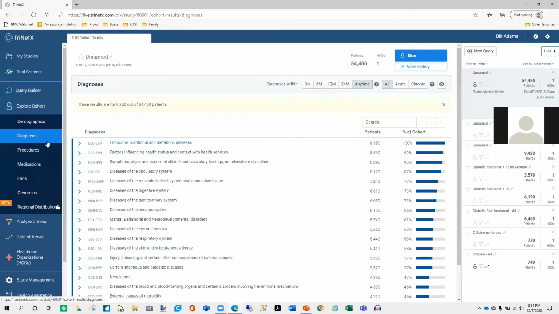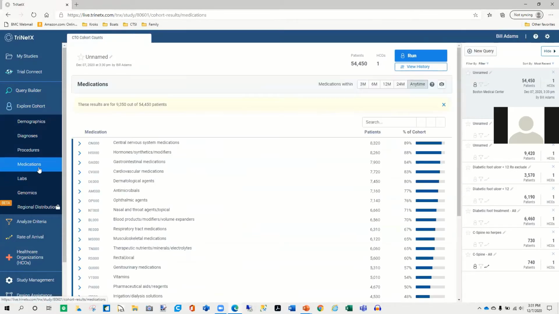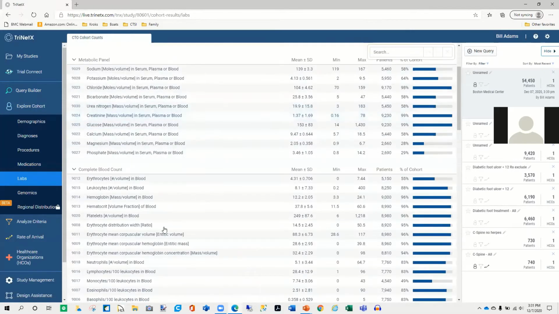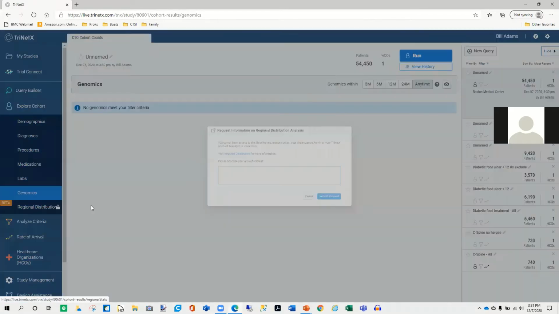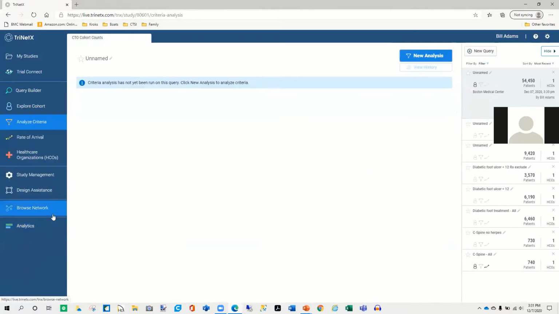I can look at the actual other diagnoses that these people have. This is a subset of the 54,000 to speed things up, but 100% of the people obviously have a diagnosis of diabetes, but they also have lots of other things about them that are interesting. You can look at procedures that they've had, medications that they've been given, lab tests that they've received, and then we don't have genomics or distribution, but those will be coming soon. So you can pretty quickly get a sense for the people that are in this cohort.